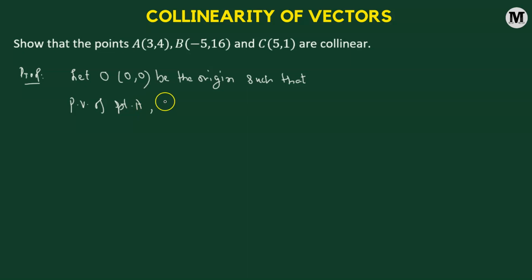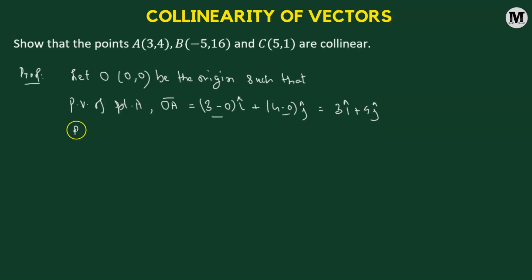This is going to be given by the OA vector, defined by (3 minus 0) i cap added to (4 minus 0) j cap. Here we have taken the difference of the x coordinate, and here the difference of the y coordinate. i cap and j cap indicate the direction along the x and y axis. So this will be given by 3i cap plus 4j cap.